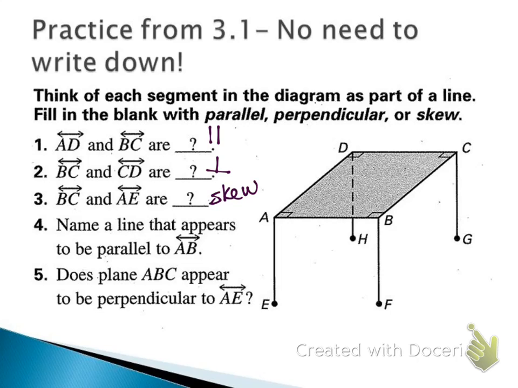Number 4, name a line that appears to be parallel to AB. So here's AB. What appears to be parallel to AB? DC. Good.